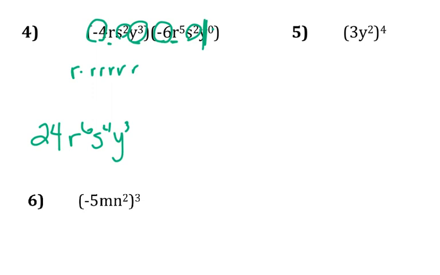Number 5, this one is different because we've got stuff inside and then it's being raised to a power. So this is our power of a power one. And so what we're going to do here is take what's inside, so the 3y to the 2nd, and write that 4 times.